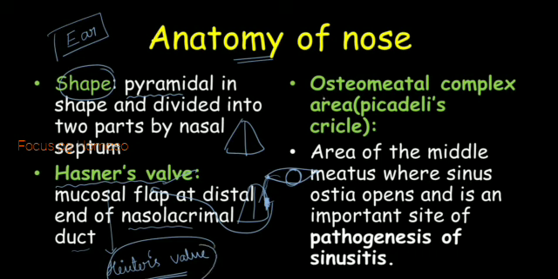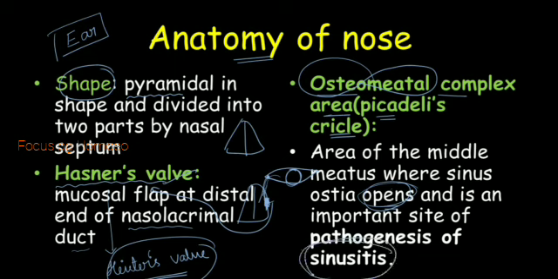Then comes the osteomeatal complex area. With the name itself, we can find something related to bone, that is ostium and meatus. This complex area is also called Piccadilly circle. It is the area of the middle meatus where the sinus ostium opens. Whenever there is any problem here with the opening of the sinus, that may lead to the pathogenesis called sinusitis.